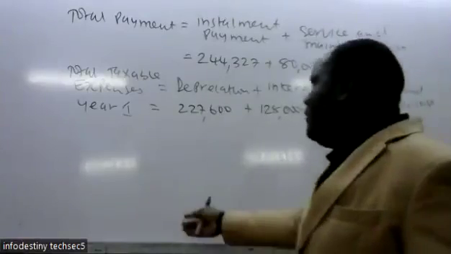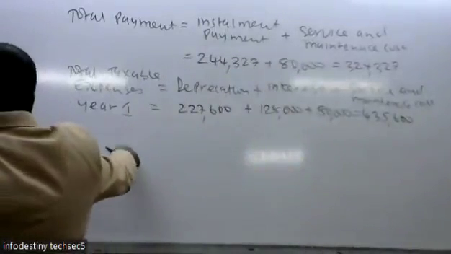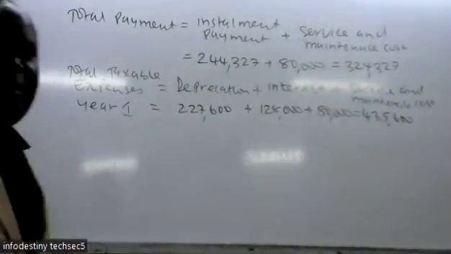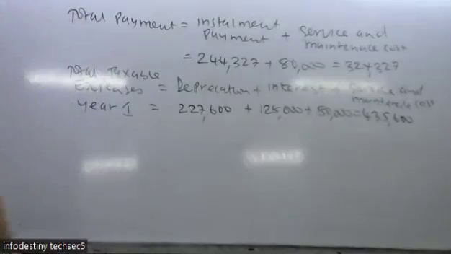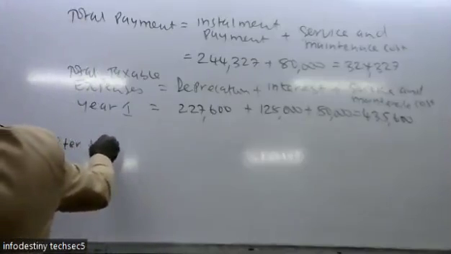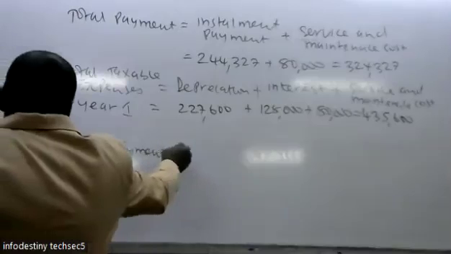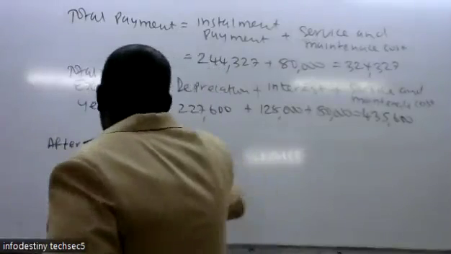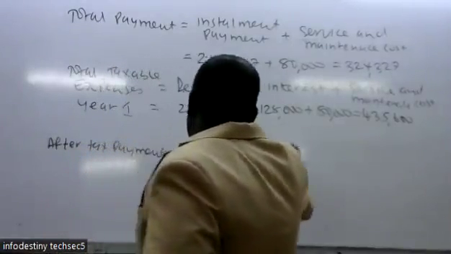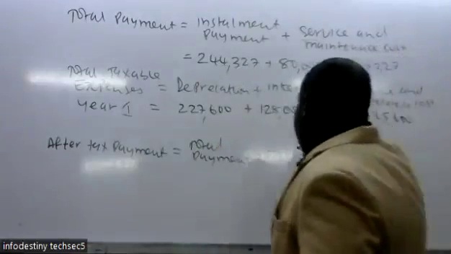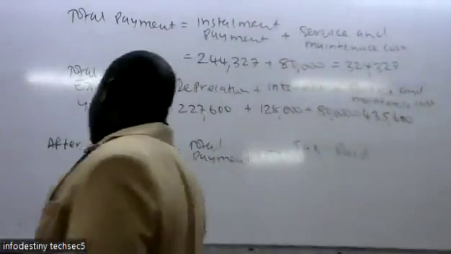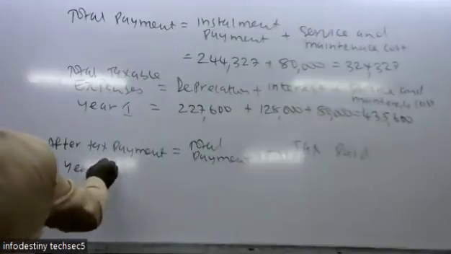So you can leave a space of 4 lines, for year 2, 3, 4, and 5, so that we get after tax payment. So after tax payment should be equal to the total payments, less the tax paid. So we start off with the year one.